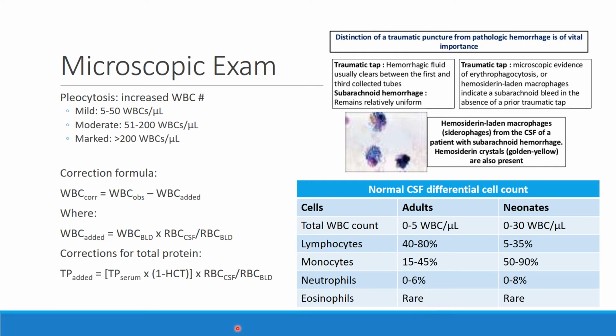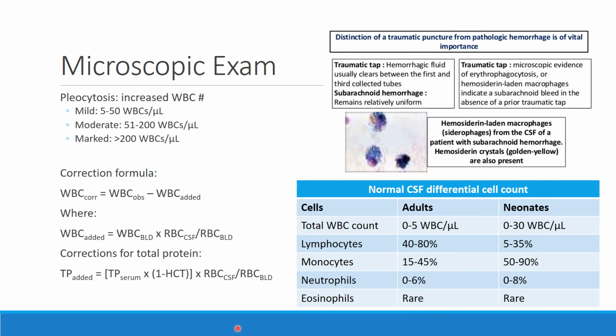As opposed to when there's an actual hemorrhage, the blood amount will stay the same through all of the tubes. It's impossible to assess this if you only get one tube. Okay, so there's nothing you can do about that. You kind of just have to rely on the physician letting you know if he or she thinks it's a bad tap.